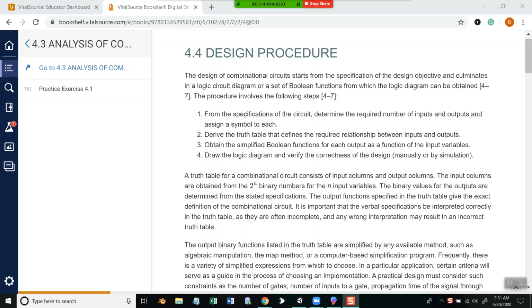From specifications of the circuit, determine the required number of inputs and outputs and assign a symbol to each. Derive the truth table that defines the required relationship between inputs and outputs. Obtain the simplified Boolean functions for each output as a function of the input variables, and then draw a logic diagram, verify the correctness of the design, manually or by simulation.